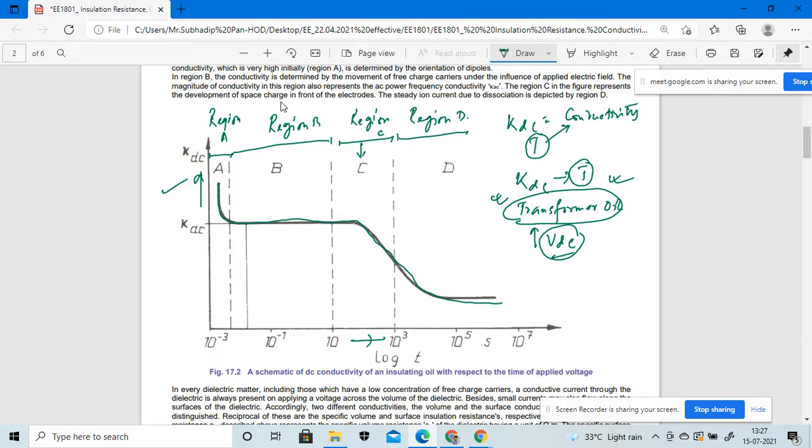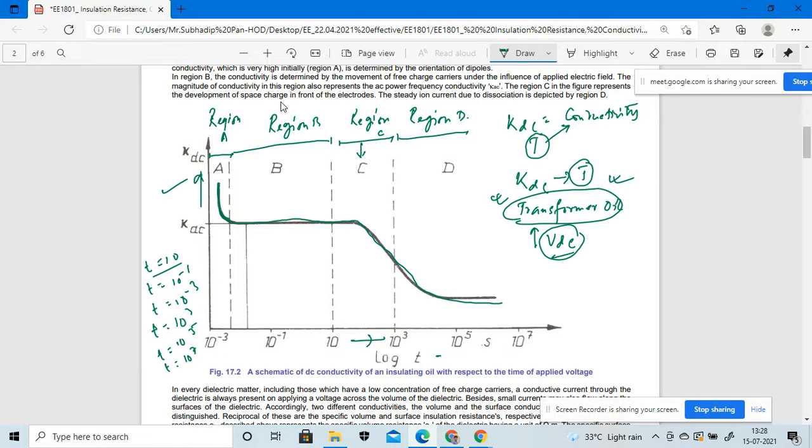So we will see in region 1. If I increase the time, you will see that the conductivity decreases. Here the time should be considered at t equal to 10 to the power minus 1, at t equal to 10 to the power minus 3, like this, and at t equal to 10 to the power 3, at a time of 10 to the power 5, and at 10 to the power 7.